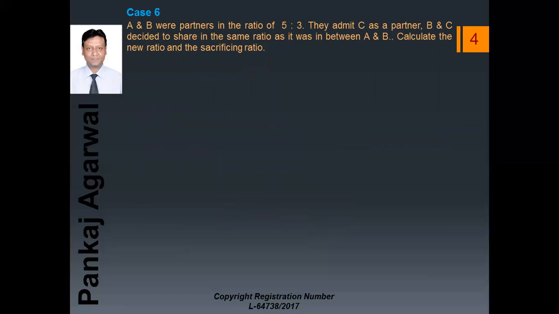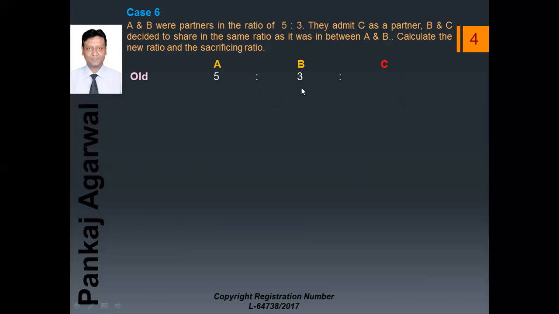Next: A and B were partners in the ratio of 3:5. They admit C as a partner. B and C decided to share in the same ratio as it was between A and B. Now calculate the new ratio and the sacrificing ratio. Please try to understand in this question, for A and B the old ratio was 5:3, and B and C decided to share in the same ratio, that is 5:3. B and C also want their ratio to be in this proportion.